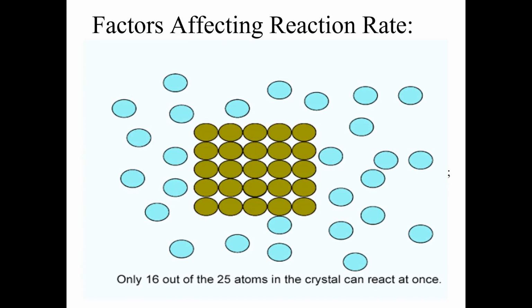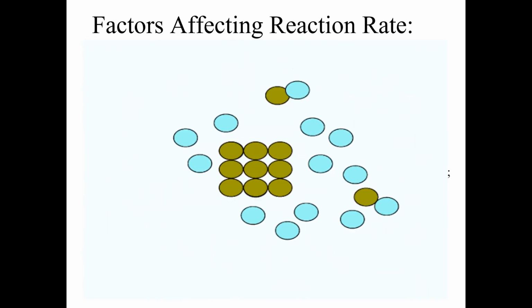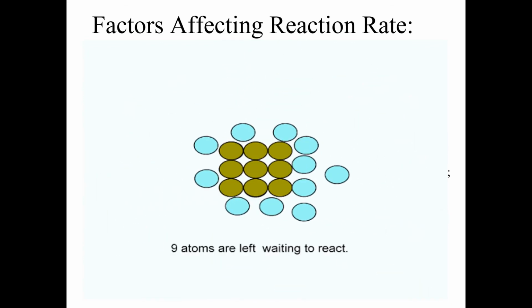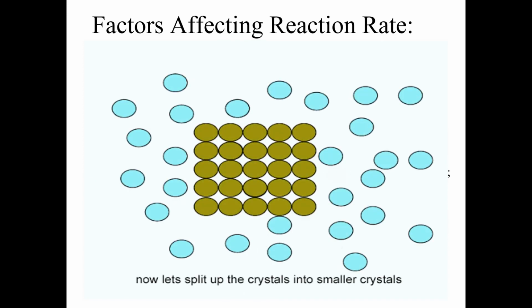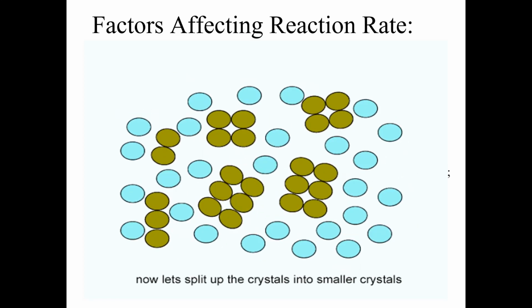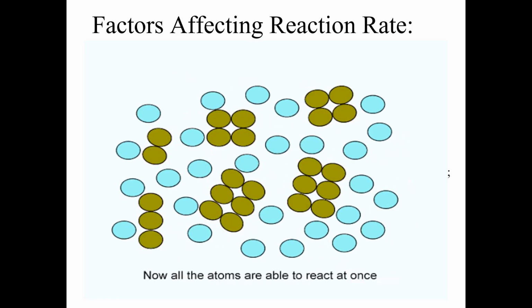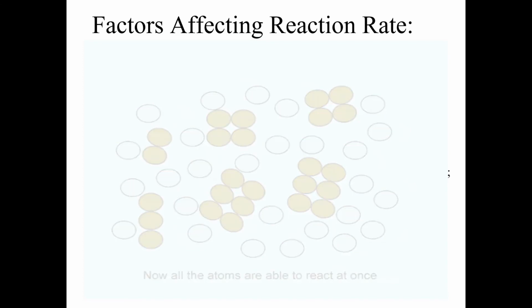So here we have, follow this animation please. Notice that only the outside atoms can react, but if we stir it up and break them up, now you have less atoms ready to react. Okay, let me show it to you again. Let's split up the crystals into smaller ones, and notice that when we split it up into smaller ones, now every single atom is available to react with the blue reactant.